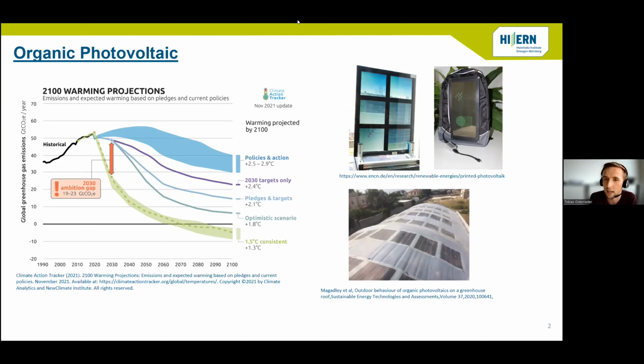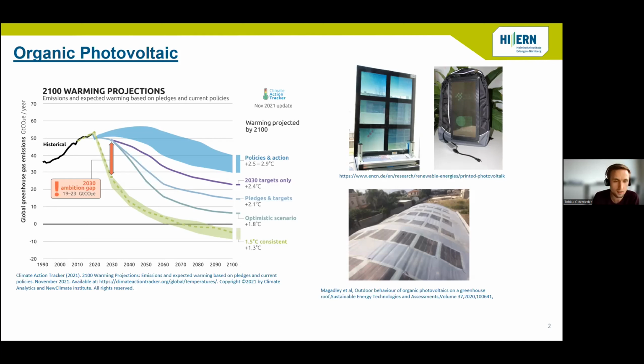So we need more renewable energies, and organic solar cells can maybe increase the range of application for photovoltaic, whereas silicon solar cells are not able to compete. For example, organic photovoltaic could be transparent, so you could use it in windows or in greenhouses. And it's also pretty light, so you could use it on your backpack to charge your phone or any wearables you have with you.